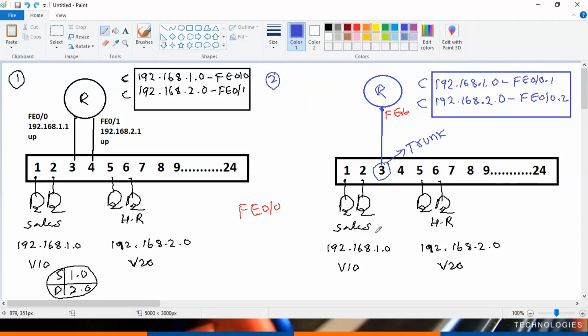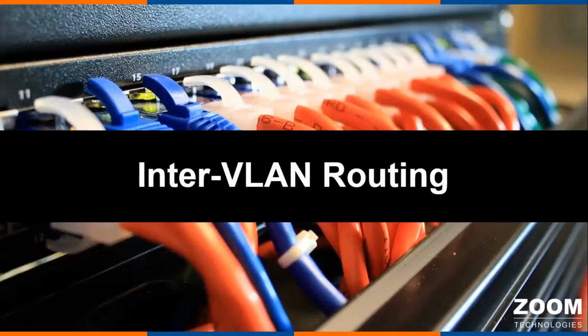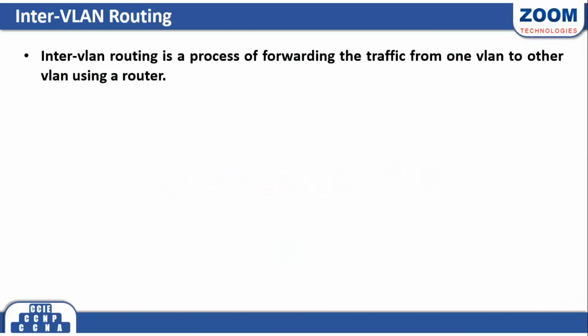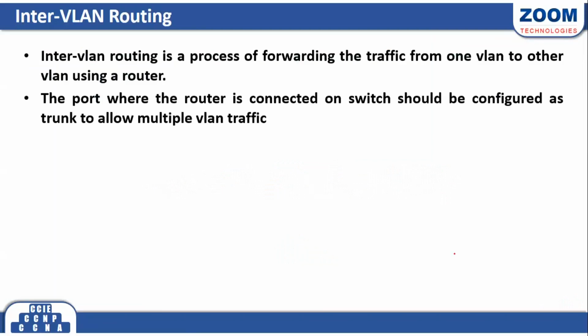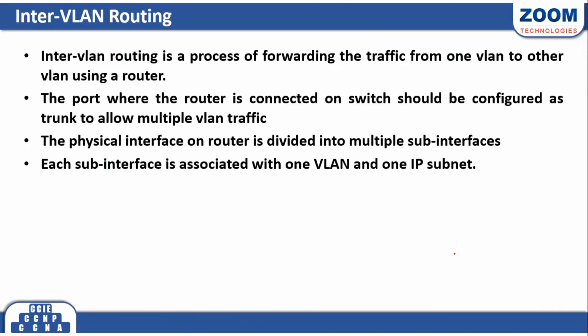So forwarding traffic from one VLAN to another VLAN, this method we call inter-VLAN routing. We configure routing between the VLANs actually. Inter-VLAN routing, IVR, is a process of forwarding traffic from one VLAN to another VLAN using a router. A port where the router is connected in the switch should be configured as trunk to allow multiple VLAN traffic. One physical interface on the router is divided into multiple sub-interfaces. To each sub-interface we can assign one IP address and one VLAN. This process we can also call router on a stick, ROS.